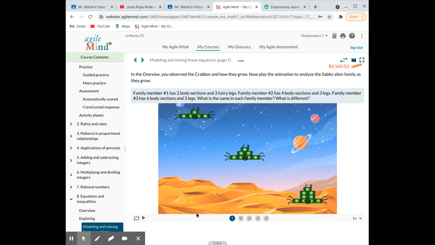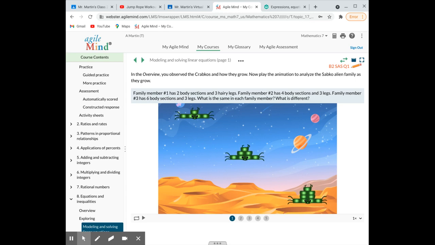Okay. Now, today, we're going to be looking at a new family. This is the Sabco family. Or Sabco, however you want to say it. So, what part of the Sabco body is growing? The middle. Yeah, the middle of their body's growing. That's correct. What part's not changing? The bottom and the top. Yeah, so like their hands and, I don't know what you would call that, the top of their head, maybe? Antennas. Sounds good to me.